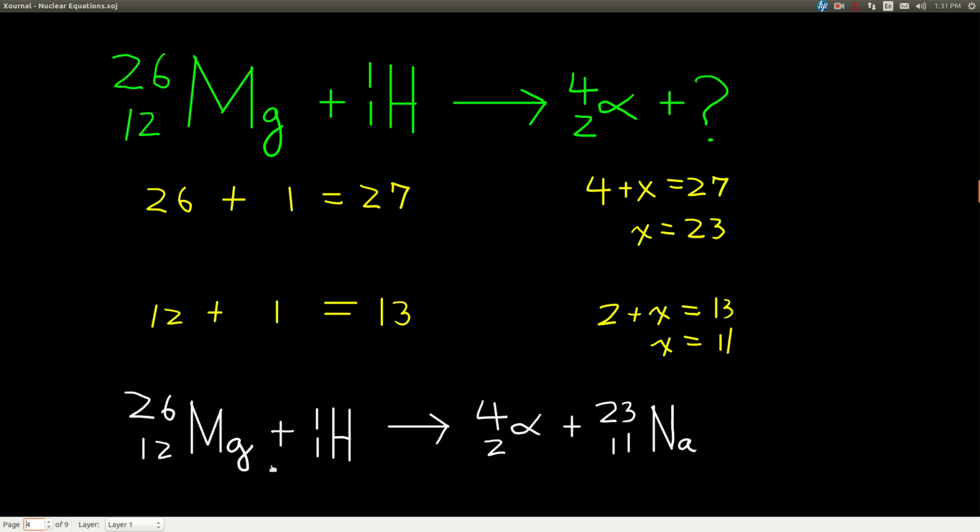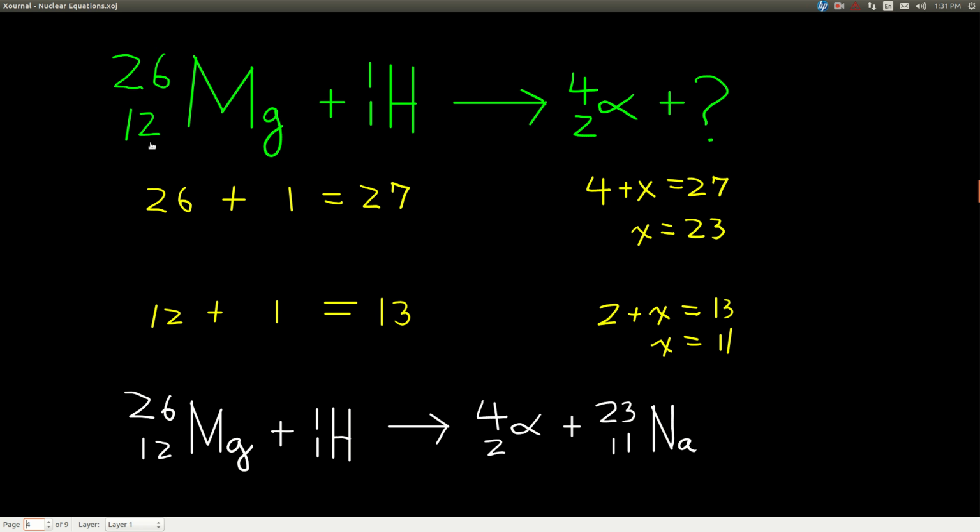All right, so let's look at alpha decay or alpha emission. Here, magnesium-26 is reacting with a proton to produce an alpha particle, and what we want to do is figure out what this other species is over here. So all we do is we make the top and bottom numbers add up on both sides of the arrow. On the left-hand side of the arrow, 26 plus 1 is 27. That means we need 27 on the top on the right-hand side of the arrow. We already have 4 here, so we need 23 more here. We got the top number, the mass number.